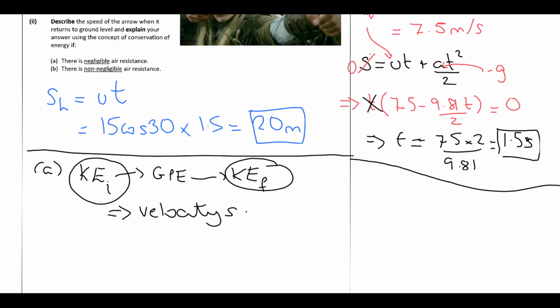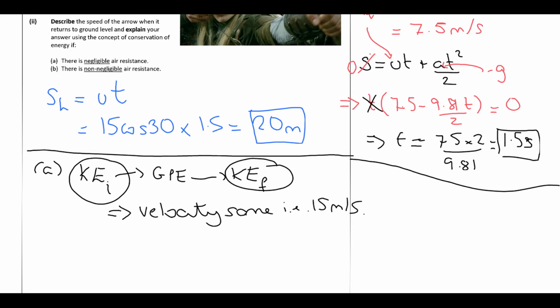Therefore the velocity is going to be the same, i.e. 15 meters per second. The way to explain that is to go, well, this is your conservation of energy expression here, where there's no work done term because there's no force of friction or air resistance taken into account. Therefore, initial kinetic energy equals final, so the velocity must be the same, so it's going to be 15 meters per second, because that was the initial velocity.